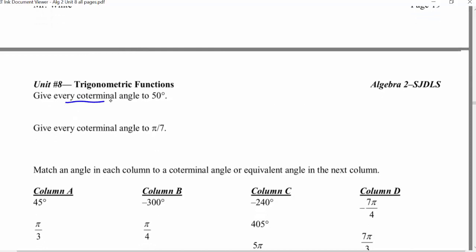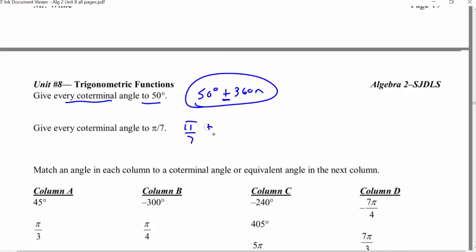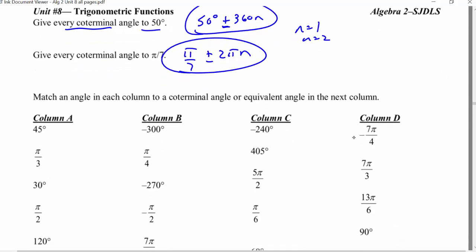Give every coterminal angle to 50 degrees. You can do 50 degrees plus 360n or minus 360n. So this is a way of giving every possible answer. You add or subtract 360 degrees. For radians, it's pi over 7 plus or minus 2 pi n. Whatever you let n be, n could be 1, n could be 2. This is an expression for every possible angle.